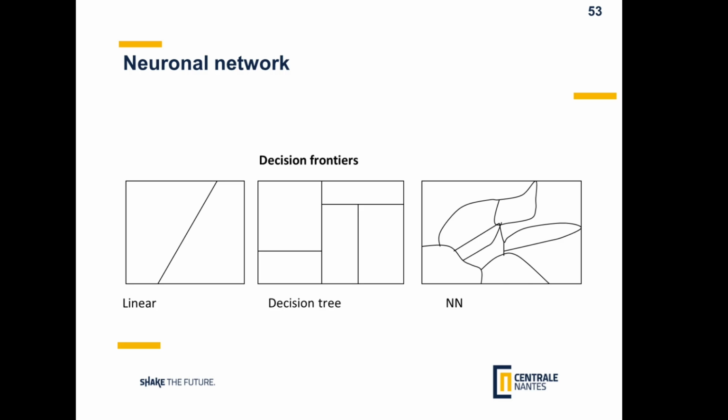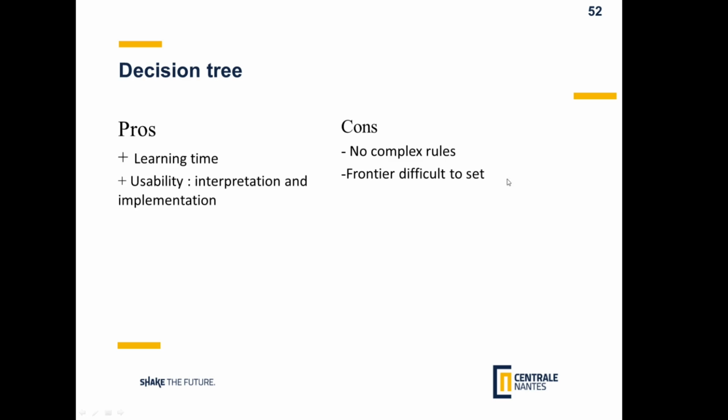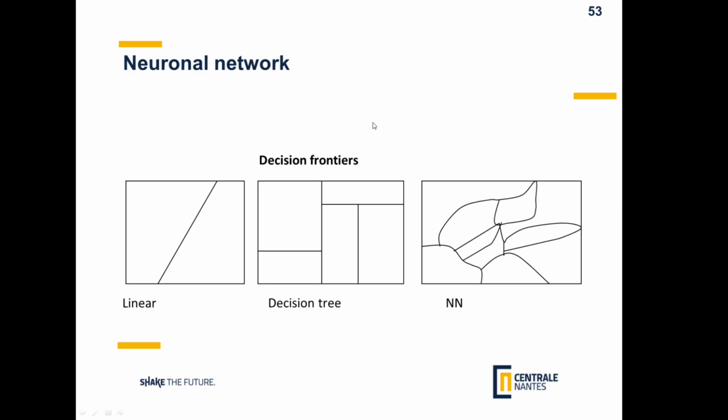In decision trees, the space of the characteristics is cut in very sharp objects. You have fever or you don't have fever. That's easy. Sometimes it's not enough to describe. Sometimes you need complex rules. And in order to implement those complex rules, you will have to go to neural network.